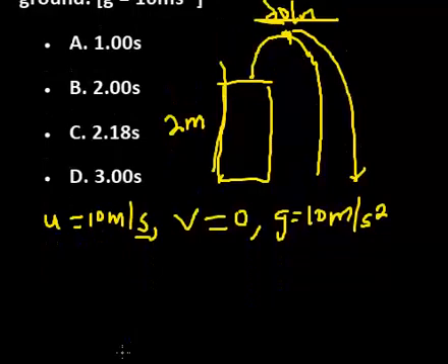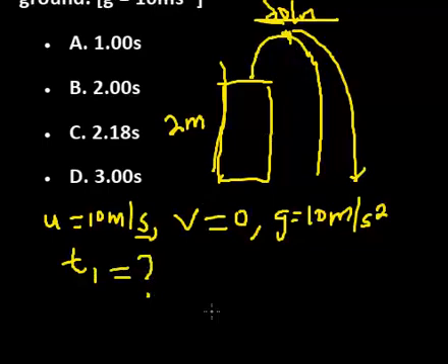So here we are looking at the time. Let me use t1 for that, because there are two t's. The time for it to reach this point. So we have four parameters. Which equation goes for us? Yeah, the first equation. We have v is equal to u minus gt, since it's upward movement.